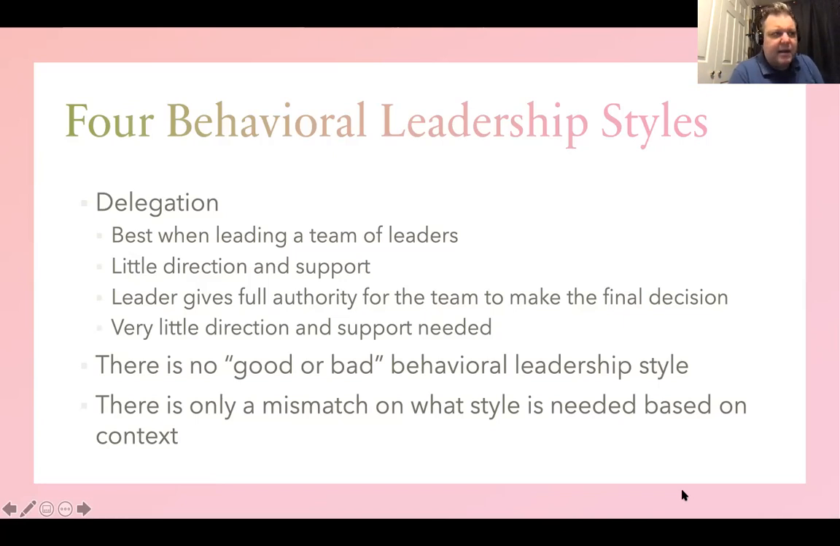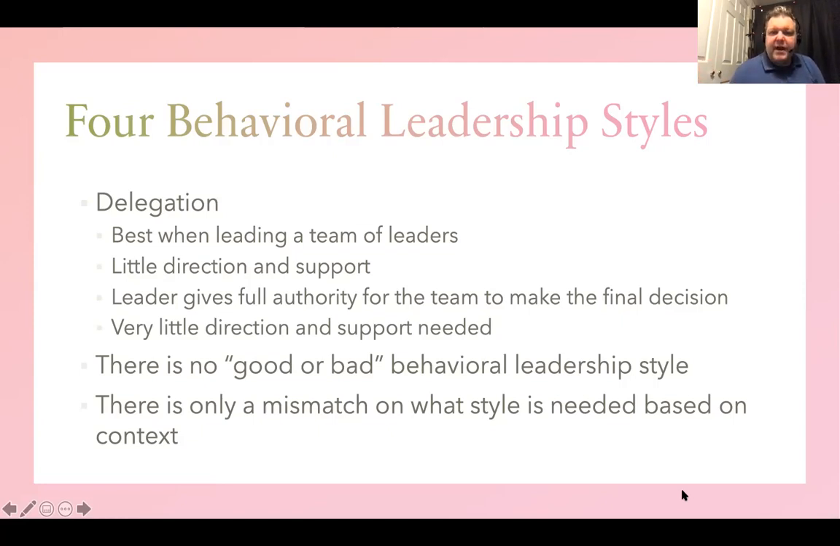Here's we've got to reduce our cost by 5%, whatever it is. I don't care how you do it. Just find some way to do it. There's very little direction, very little support. And again, there's no good or bad. It's just given a situation, given the people you're leading, given how much direction they need. This is what these 4 styles are, something everybody does.